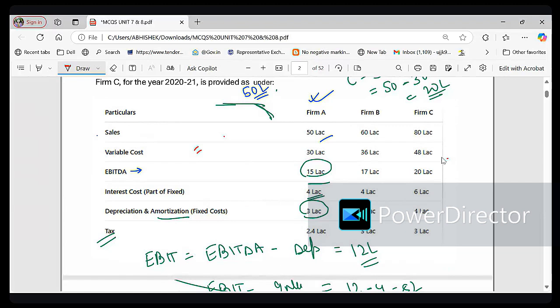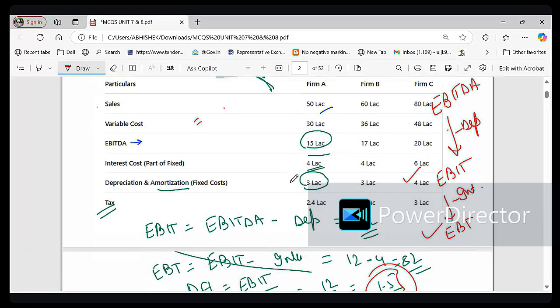So what we did, first of all, we have EBITDA, which means earning before interest, tax, depreciation and amortization. You must know the full form. From EBITDA we subtract the depreciation and we get EBIT. And from EBIT, we subtract the interest and we get EBT. Now we just find the ratio of EBIT and EBT, and then we get the DFL. Is it clear? I hope it is clear. Please let me know in the chat box whether it is clear or not.